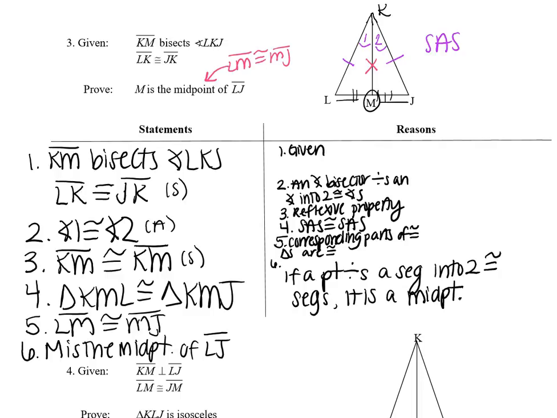Okay, so remember how the definition of midpoint is, a midpoint divides a segment into two congruent segments. This is just going the opposite way. Well, if I have a point that is dividing a segment into two congruent segments, well, then that must be the midpoint. And so that's the difference here at 6. So that's a new theorem that we've talked about.